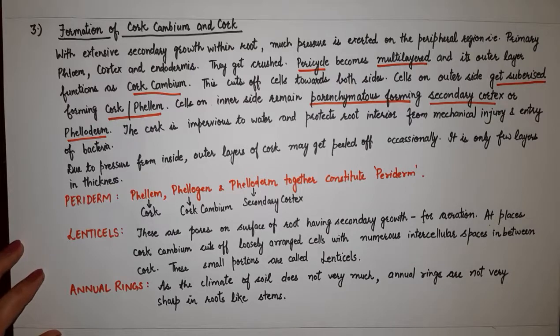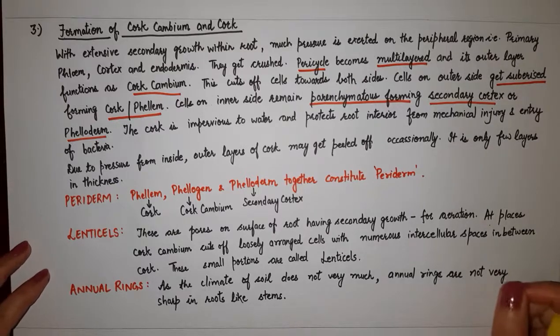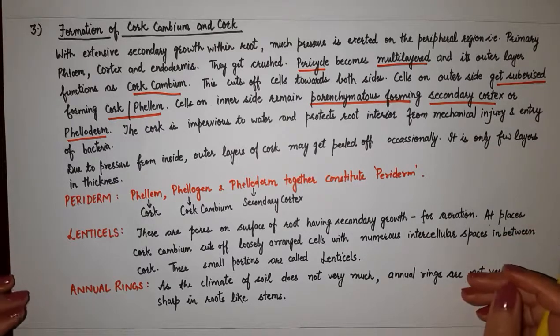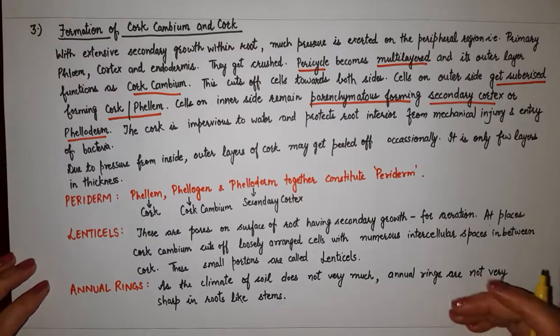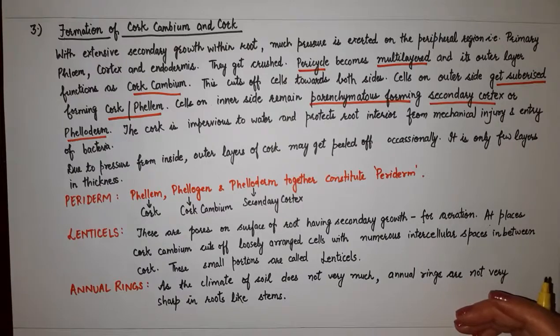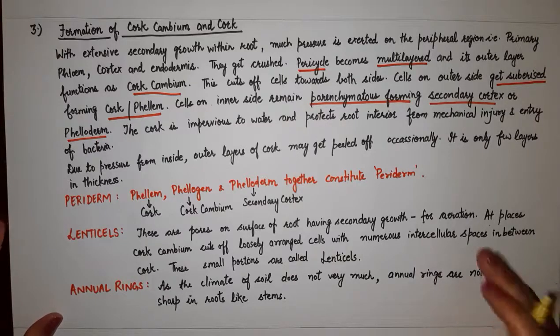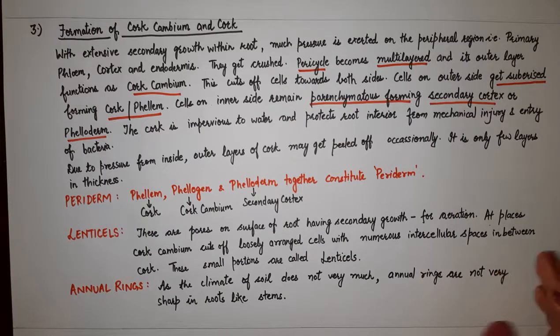But in case of roots, as they are in contact with soil, the climatic or seasonal effect is not as apparent as it is in the external environment. That is why much variation in the size of vascular elements is not seen, so we do not observe annual rings there. That was all about the steps involved in secondary growth. Next, we are going to discuss the final structure of a dicot root with secondary growth in the cellular form.